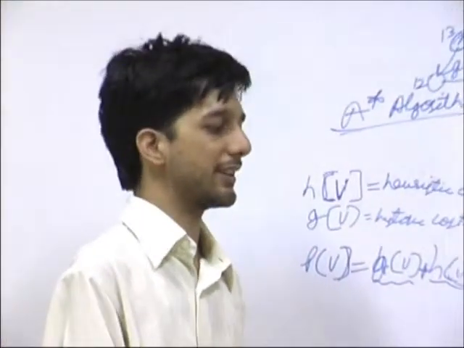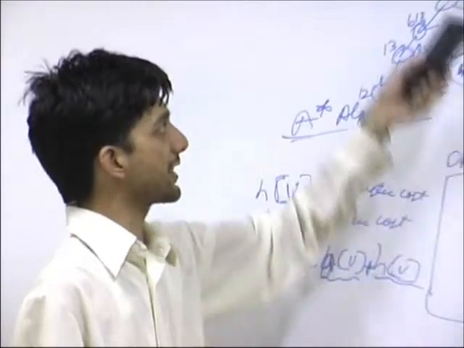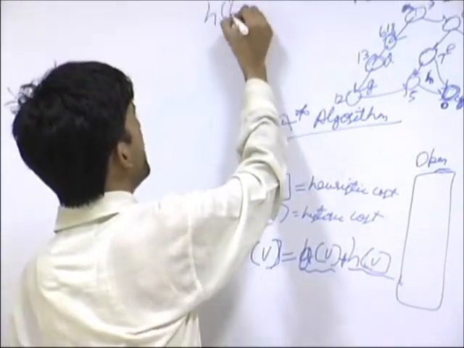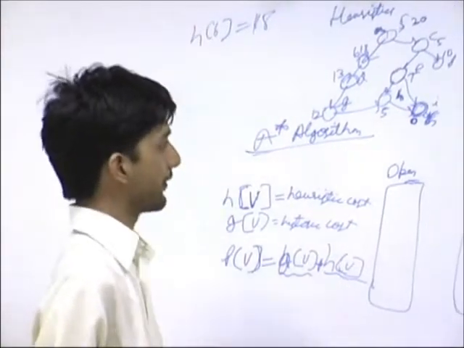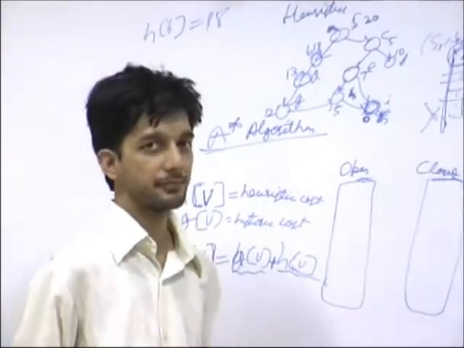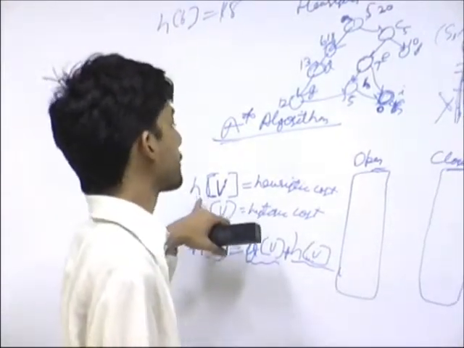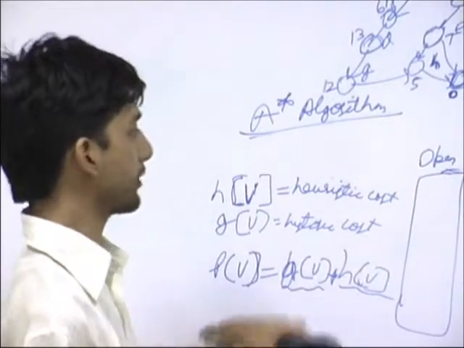We've already assumed that some function exists that returns you the heuristic value. So if I say h of B, there's a function that will return 18. This we have already assumed, and this is the example of the assumption in this problem. So h is the heuristic cost, g is the historic cost, f is the total cost.